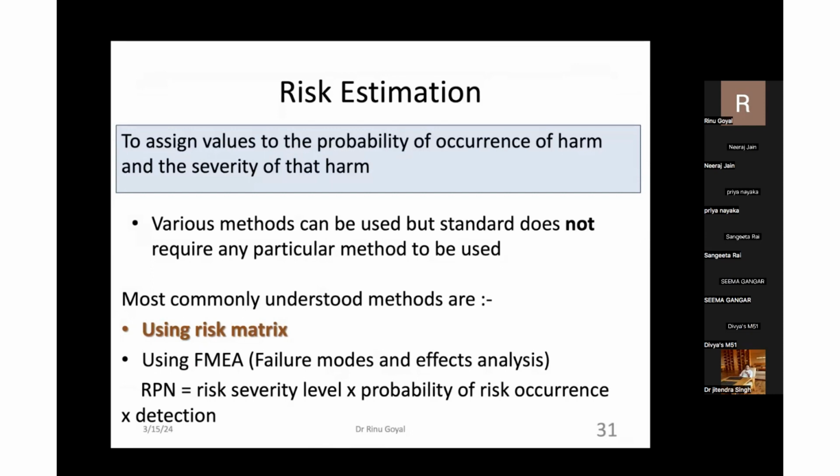So it is basically assigning a value to the probability of occurrence of harm and the severity of that harm. We have learned two terms in the whole slides till now, that probability of occurrence and severity of harm. So we have to estimate that. We have to assign a value. How do we do that? We just learned that.